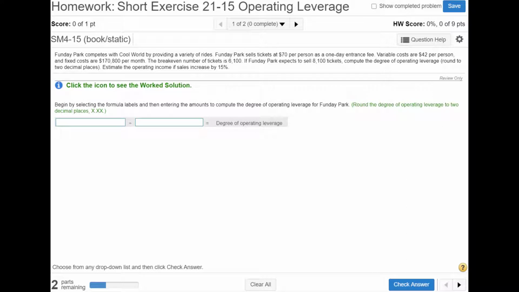Short exercise 21-15, operating leverage. So what we're trying to do in this problem is estimate the operating income if sales increase by 15%.